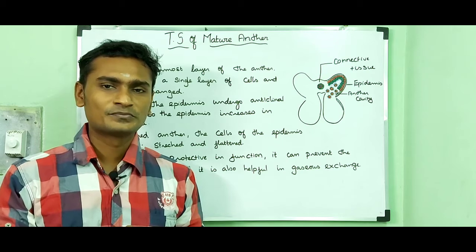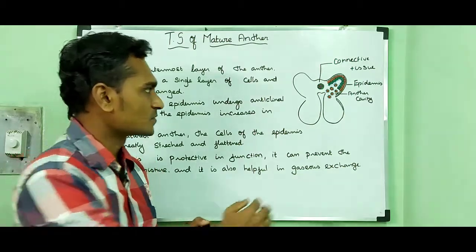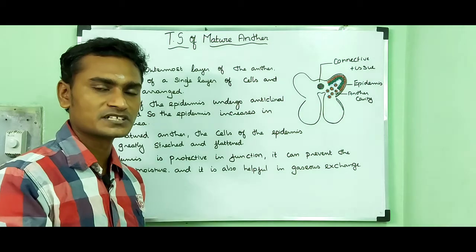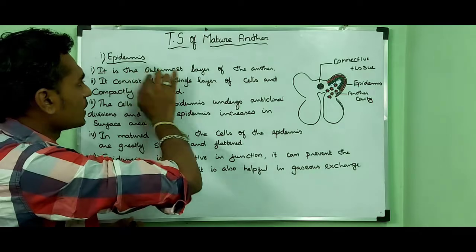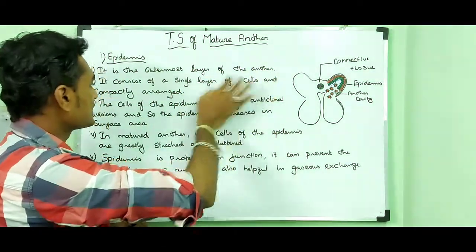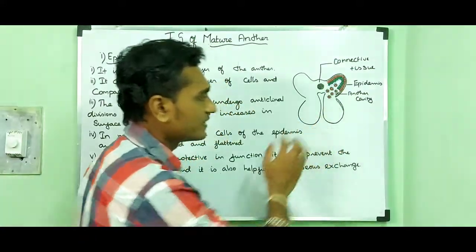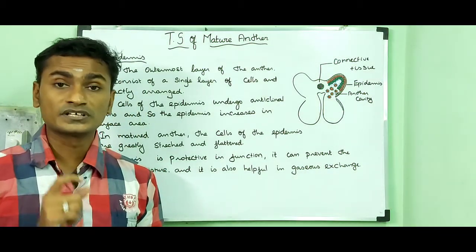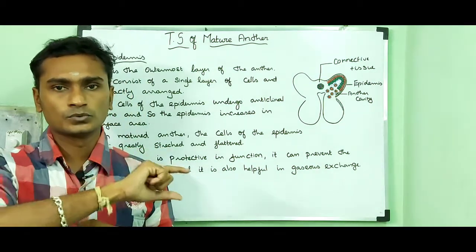Let me tell about the outermost layer of the anther called epidermis. So this layer is called the epidermis and it is the outermost layer of the anther wall. It consists of a single layer of cells, compactly arranged without any intercellular space. Epidermis is arranged as a single layer. Only one layer will be there.